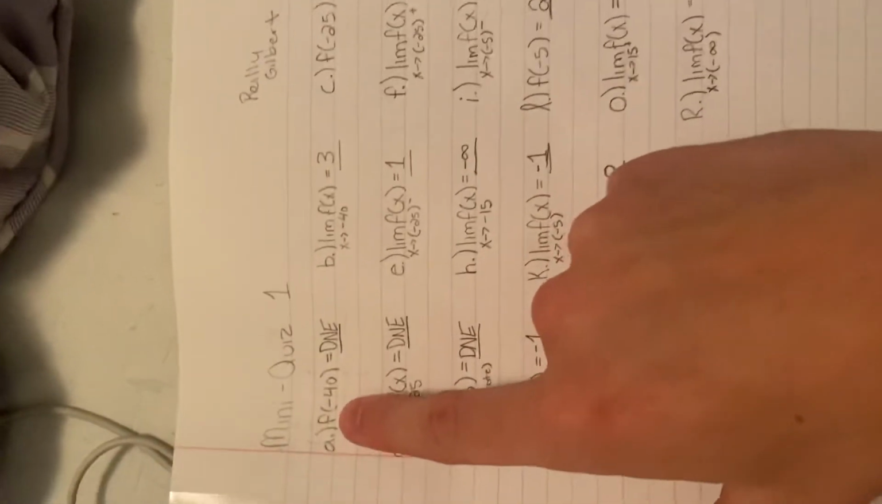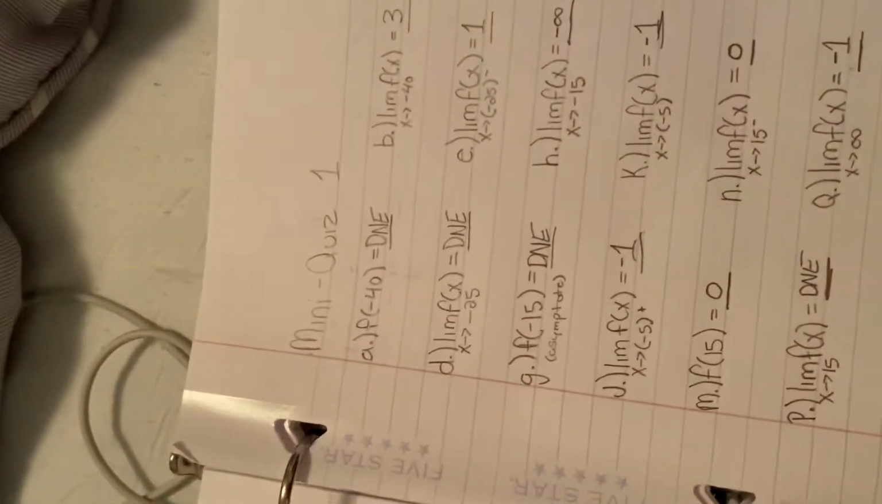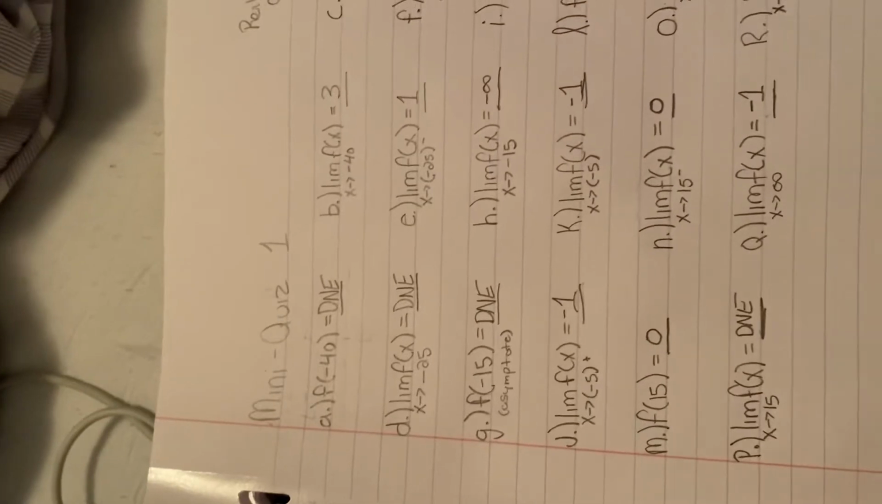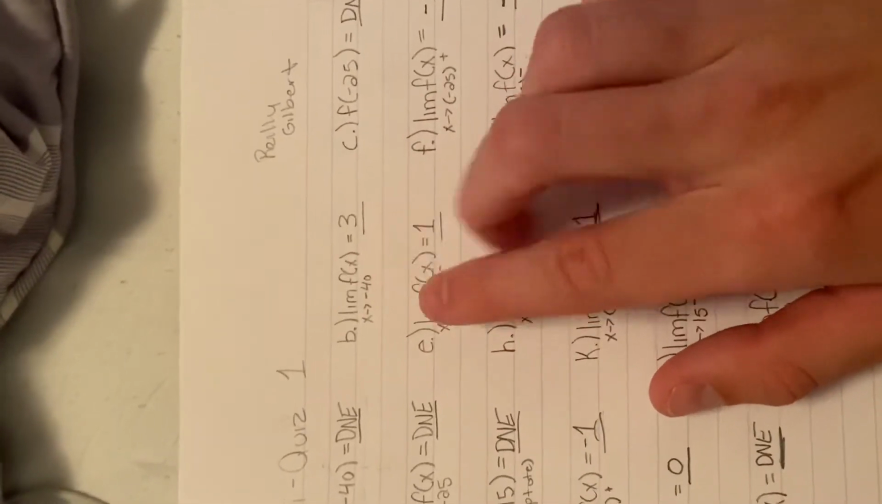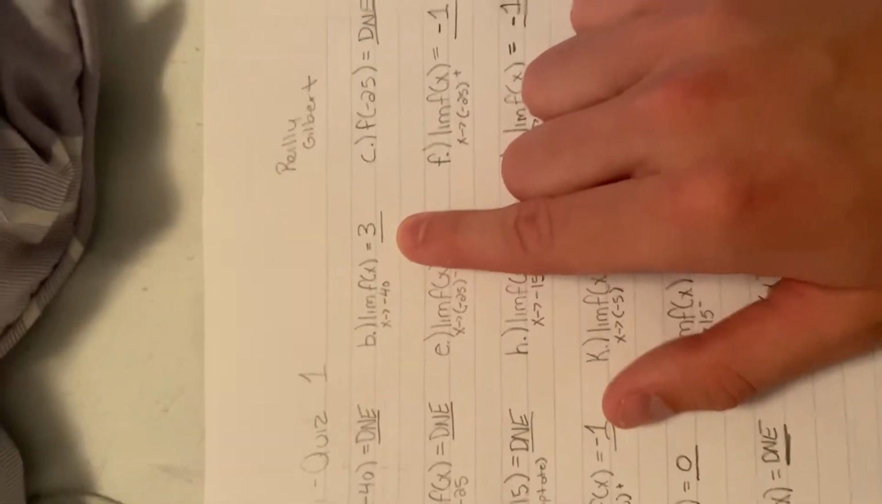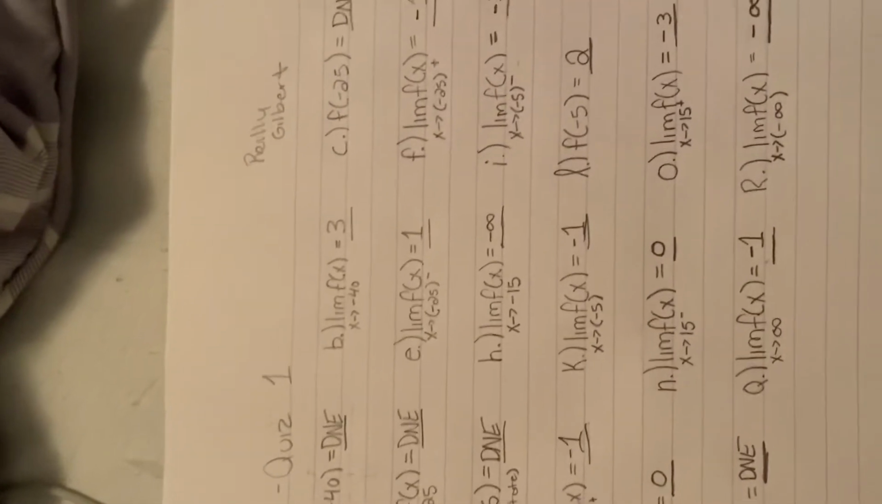Okay, so I'm going to be going over my answers to quiz 1. For part A, I put does not exist. You know this because there's not a solid point along where x equals -40. For the limit approaching -40, I put 3. This is easy to tell. The lines of the graph both run together to where y is 3 and x is -40.